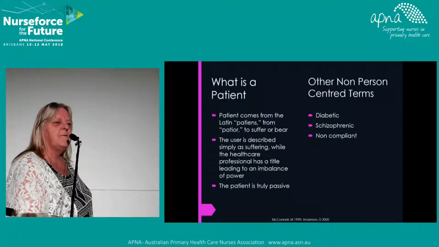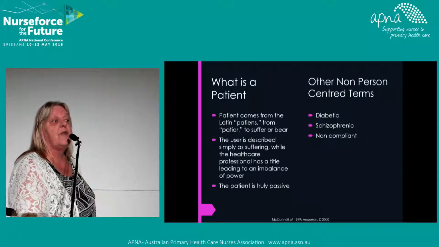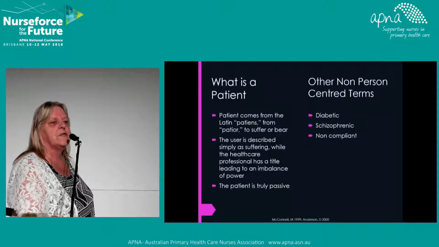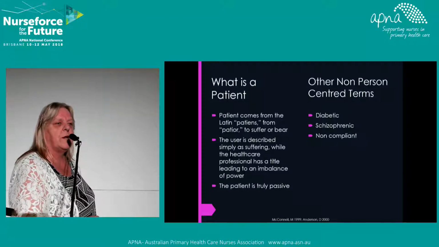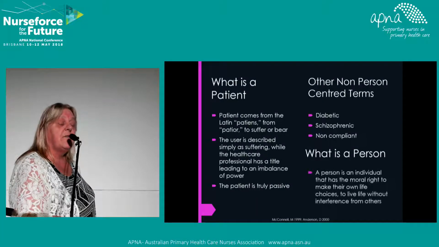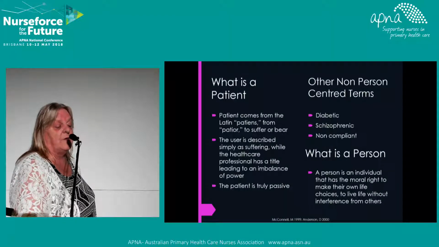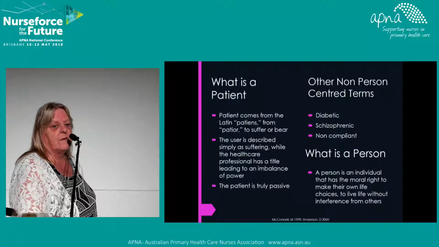So are we seeing differences? And how many times do you hear about the non-compliant patient? Yeah? So these are contradictions in terms, because it's not a non-compliant patient, it's a patient choosing what it is that they want to do rather than being told what to do. So the definition of a person is an individual that has the moral right to make their own life choices, to live without interference of others.